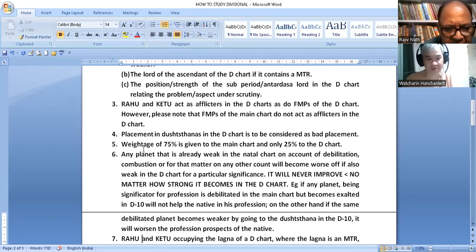Weightage of 75% is given to the main chart, and only 25% to the D chart. Divisional chart is a supporting chart, as I told you. Any planet that is already weak in the natal chart, that means the main chart, on account of debilitation, combustion, or for that matter on any other count, will become worse off if also weak in the D chart for a particular significance.